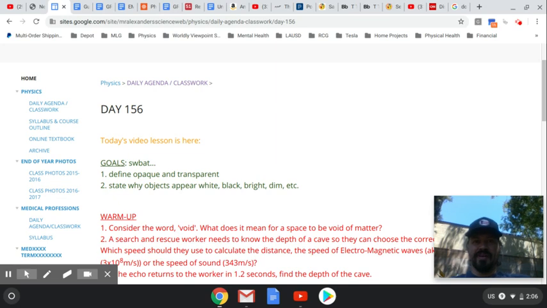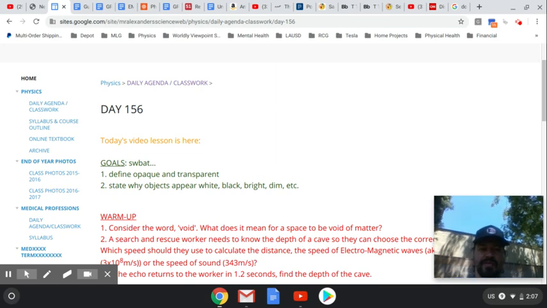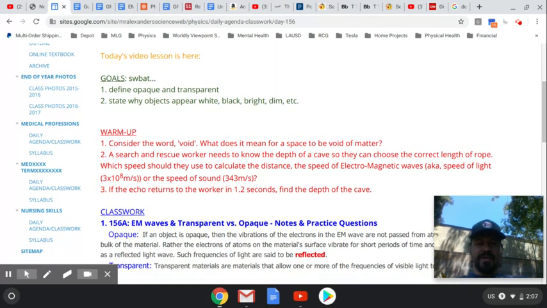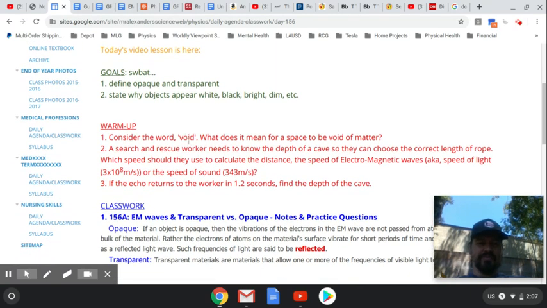And it's all some very applicable stuff to understanding why it is that you see things the way that you do. So, exciting things to me. Pretty cool when I learned them. Let's go through the warm-up. We've got thinking about the word void, and then a little bit of review. Some folks are still struggling with echo questions. So, if you haven't started these already, go ahead and do them now.